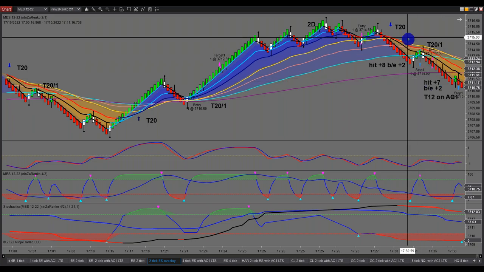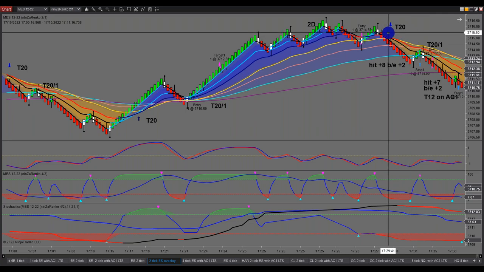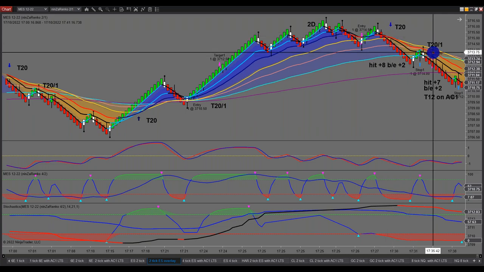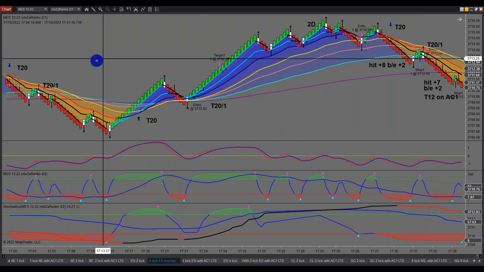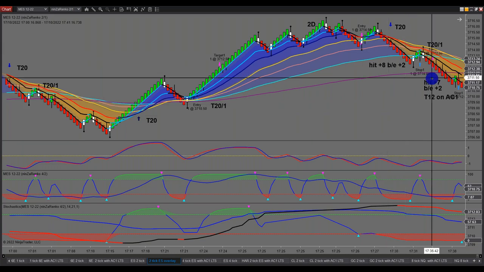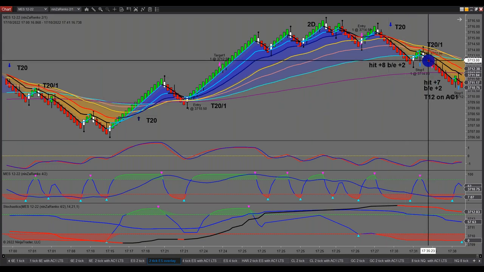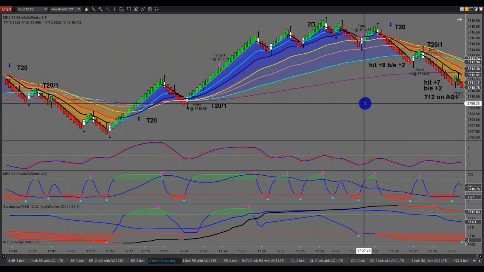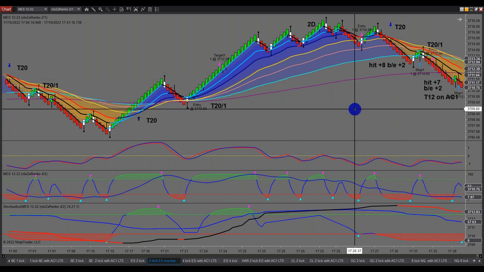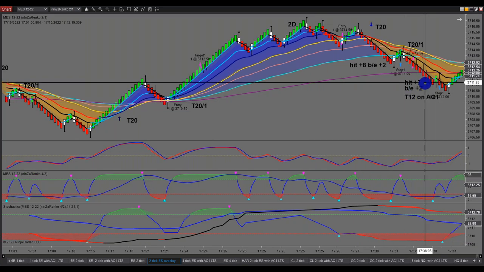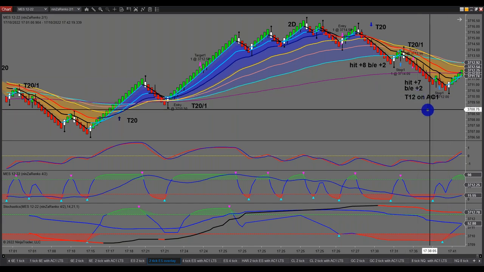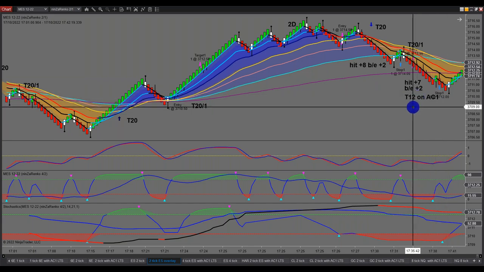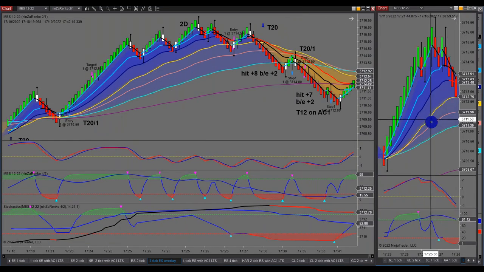But let me explain these again. See here the arrow, I had a T20. Here I had another pullback, T20-1. Again, T20-1, all of these are patterns. Now I traded that T20-1 down into the 200. Remember I showed you that trade that was what we call a 200 overshoot? See this one just here, this is an overshoot again. And I mentioned to you a bounce on a higher time frame. We call that a T12. Look at this just here. Why this is important, traders, is this.